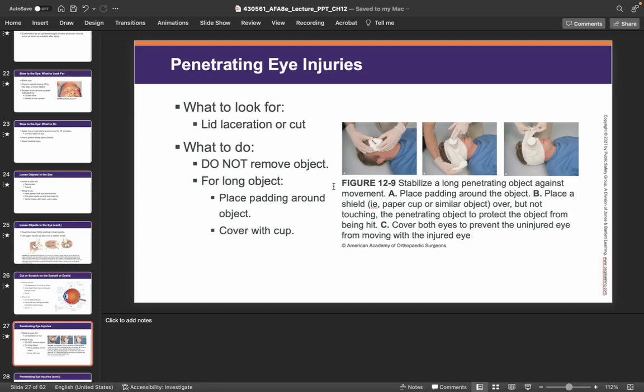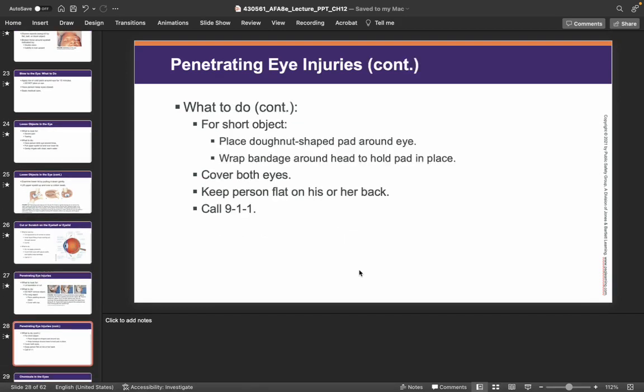Okay, any sort of penetrating eye injury, we did talk about this a little bit with wound care. What we're going to do, don't pull the object out. For the bigger objects, we're going to put the cup over it, okay, and then use the gauze to wrap it in place. Or we can use the donut pad like we talked about earlier. Okay, for a short object, again, donut pad around the eye, wrap the bandage around the head to hold that pad in place. Again, we're going to cover both eyes so that they're not moving the object around when they look around, and then we're going to call 911.